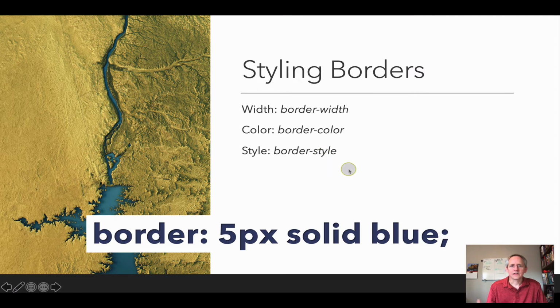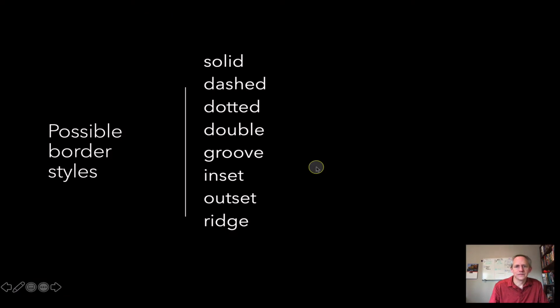Okay, now styling up some borders. There are 3 properties to borders: the width, the color, and the style. The shorthand for it is the most commonly used one, border 5 pixels, space solid, space blue. So that is the width, the style, and the color in that order. Should have put that in that order too.